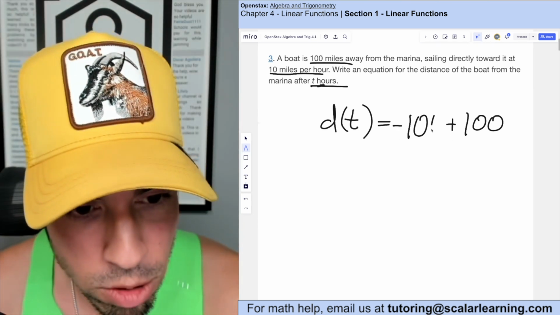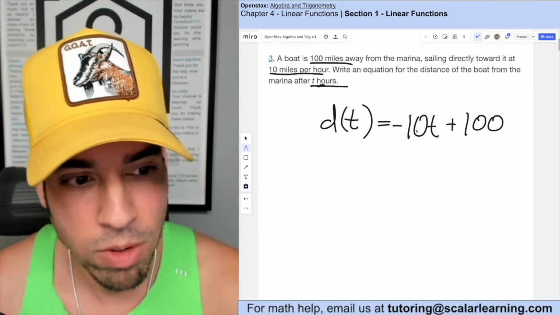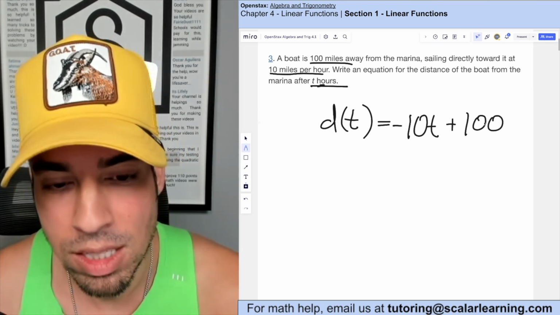And then what's my independent variable? It's time, which is t, and t represents hours. And so there you go, there's my function. D of t equals negative 10t plus 100.